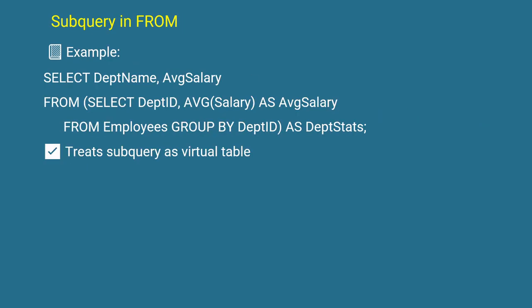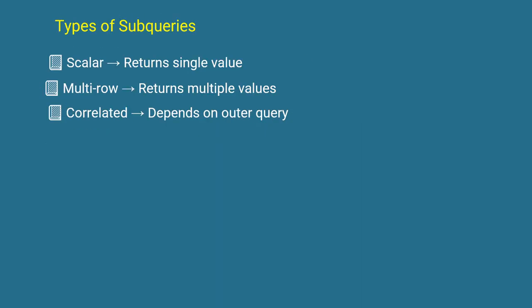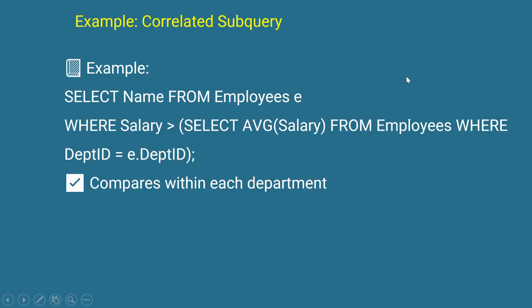There are different types of subqueries. Scalar returns one value, multi-row returns multiple values, and correlated depends on the outer query. This correlated subquery compares each employee's salary to the average salary in their department. Subqueries simplify complex logic, break problems into steps, enable dynamic filtering, and create virtual tables.